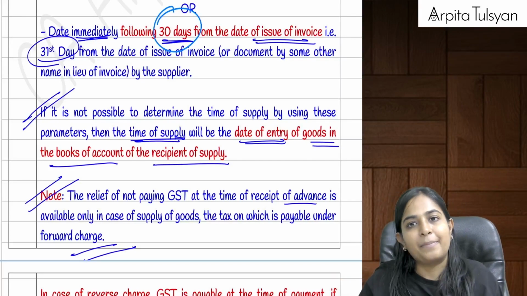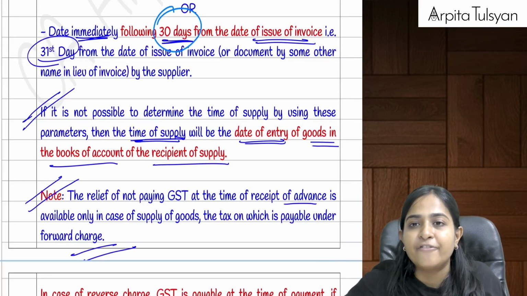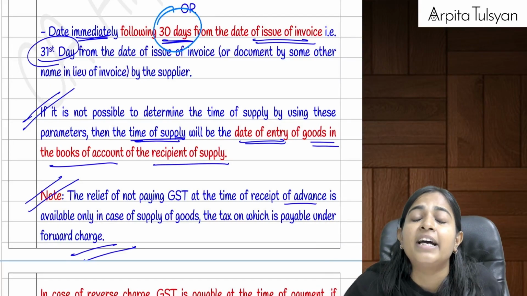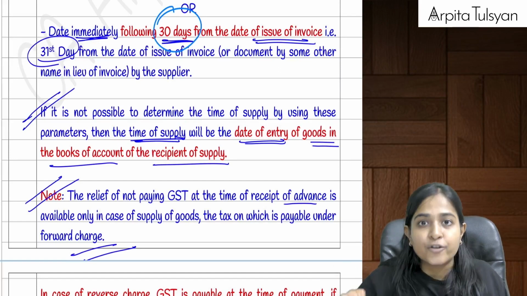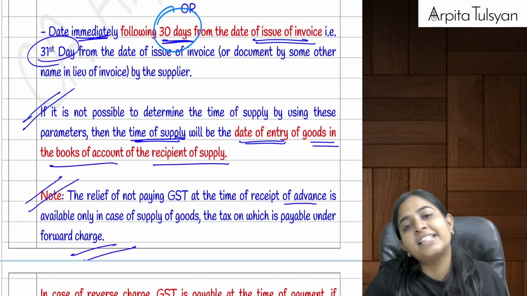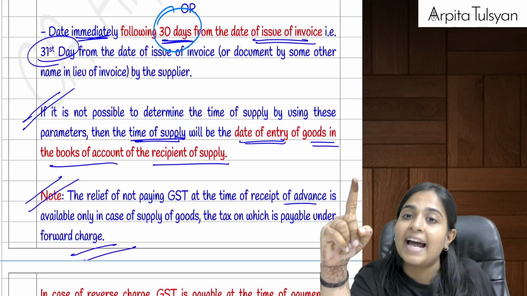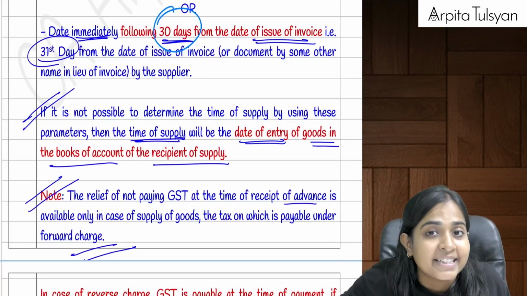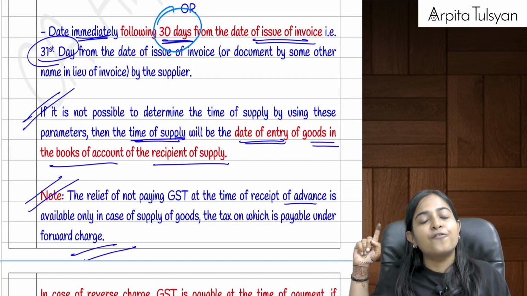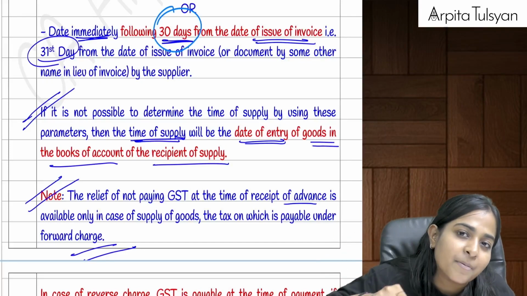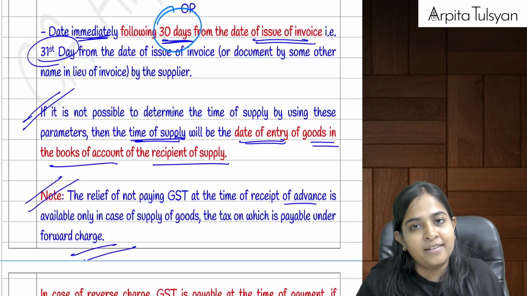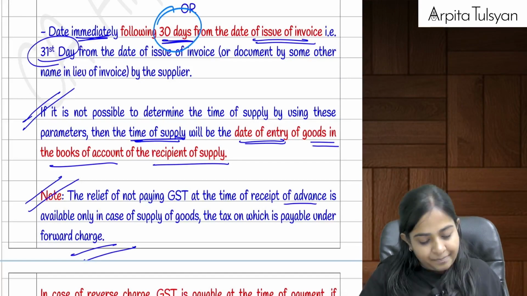Another thing, what if you have received advance money in case of goods under reverse charge? I am asking you a question, try to give me the answer. In that case, the time of supply will be attracted at the time of receipt of advance payment also, because we had already studied that the benefit of not paying GST on advance money is available only in case of goods, and that too in case of forward charge. Very clear with this? Okay.